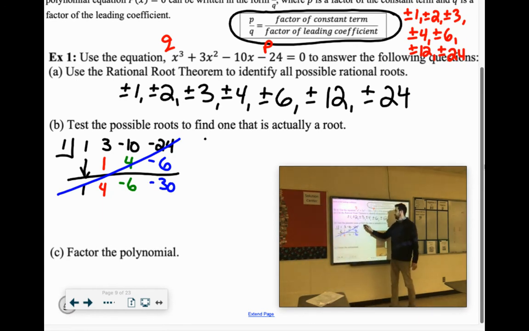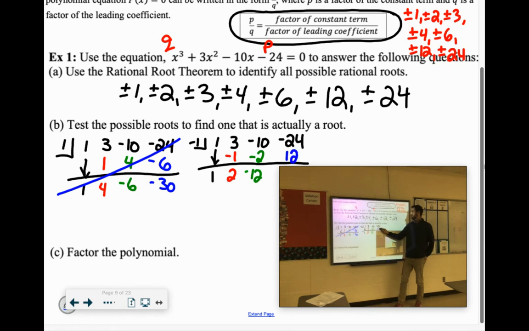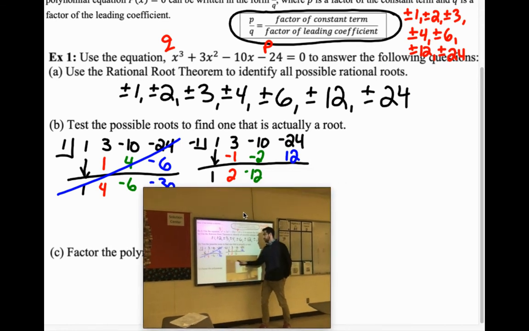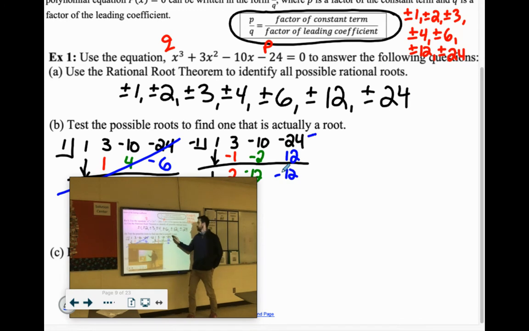Let's try negative 1. We have 1, 3, negative 10, and negative 24 again. Take down our 1. Negative 1 times 1 is negative 1, plus 3 is 2. Negative 1 times 2 is negative 2, plus negative 10 is negative 12. Negative 1 times negative 12 is positive 12. Negative 24 plus 12 is negative 12, so that one won't work either. That one's out.